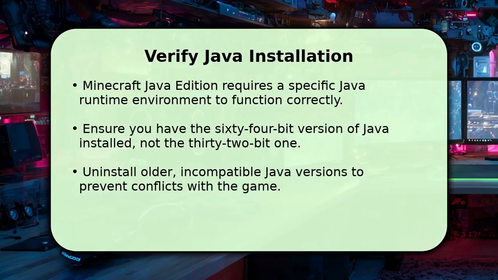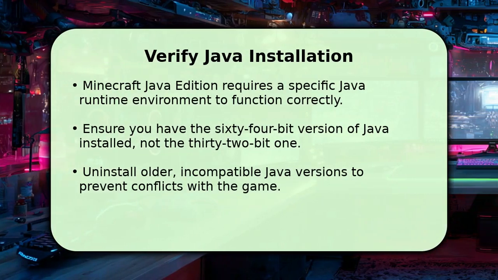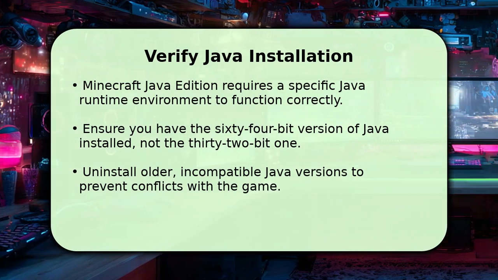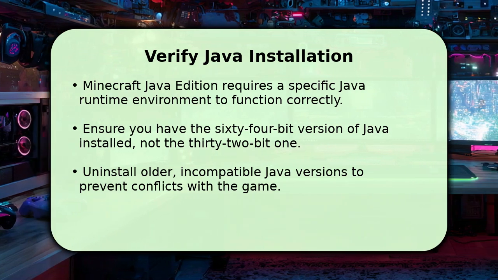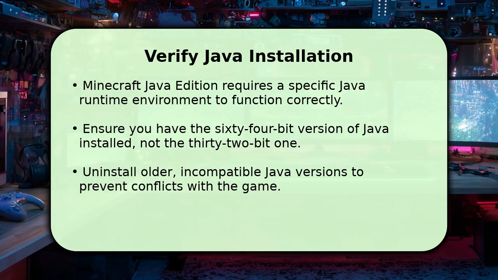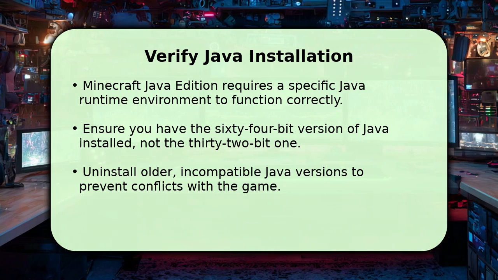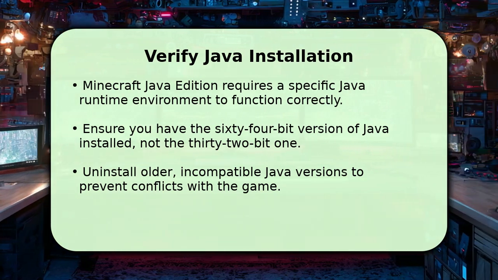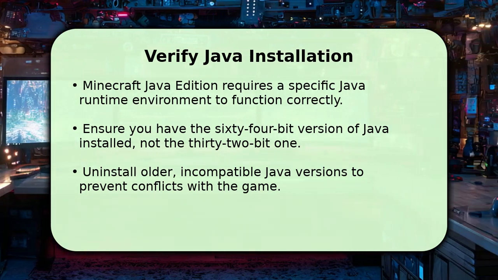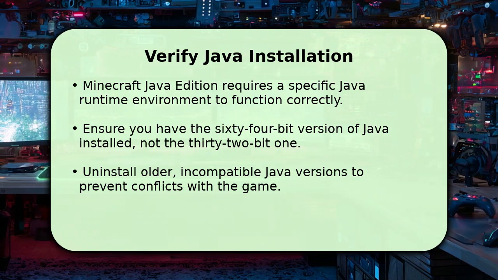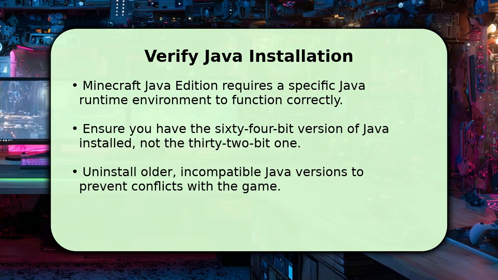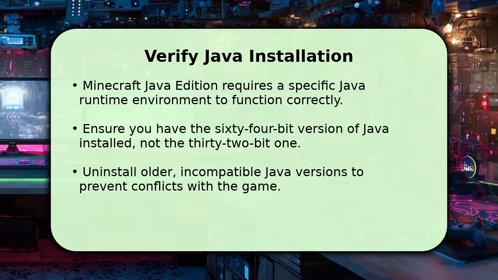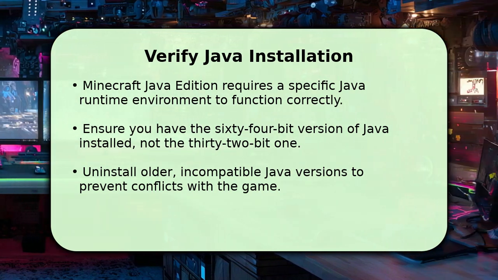Next, verify your Java installation, as Minecraft Java Edition relies on the correct version. You must have the 64-bit version of Java installed. A 32-bit version will not work properly. Check your system's installed programs and, if necessary, download the latest compatible Java version directly from the official website. Uninstall any older or conflicting Java installations to prevent the game from trying to use an incorrect one.